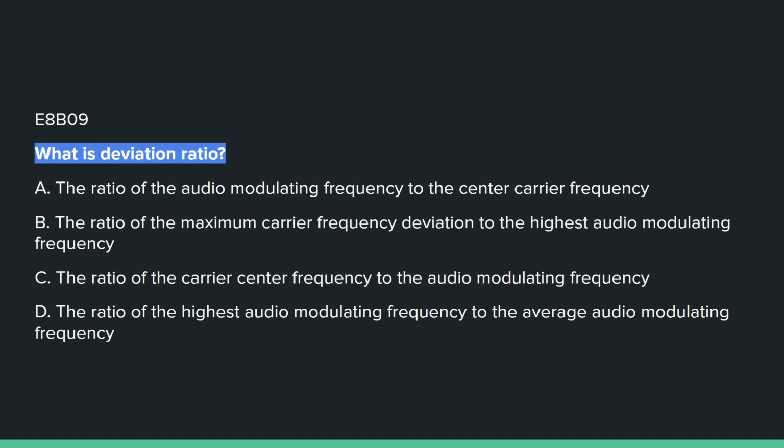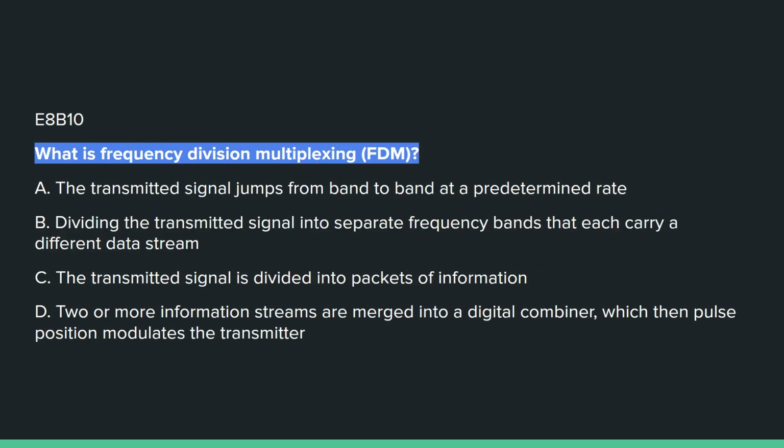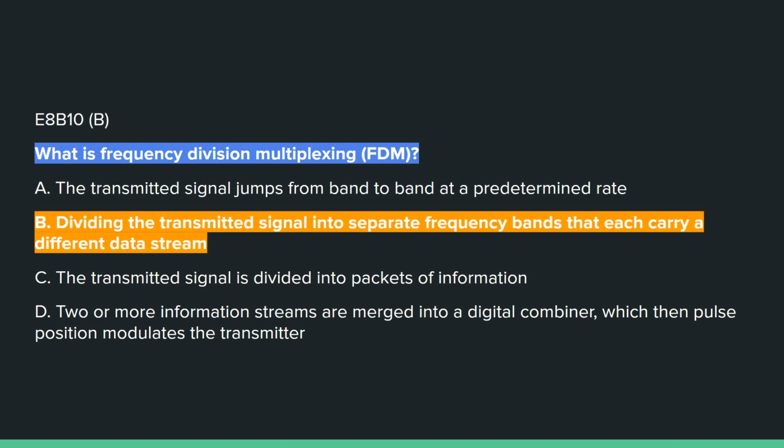E8B09, what is deviation ratio? That's B, the ratio of the maximum carrier frequency deviation to the highest audio modulating frequency. E8B10, what is frequency division multiplexing, or FDM? B, dividing the transmitted signal into separate frequency bands that each carry a different data stream.